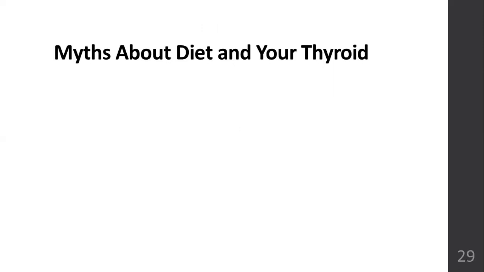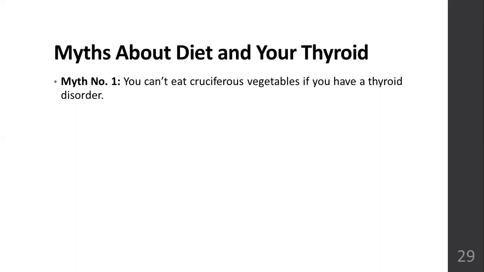Coming to the myths about diet and your thyroid gland. Myth number one, you can't eat cruciferous vegetables if you have a thyroid disorder. As I mentioned, you can eat cruciferous vegetables. You don't have to be so strict with yourself. Just limit the use of cruciferous vegetables in your diet. That's more than enough. Don't eat cruciferous vegetables on a daily basis, 3 meals a day, in every meal. Avoid that pattern.